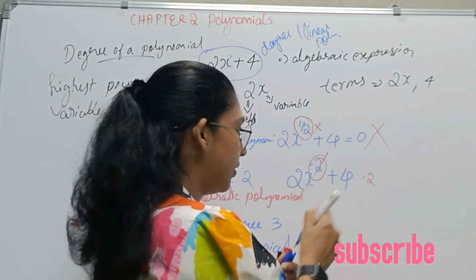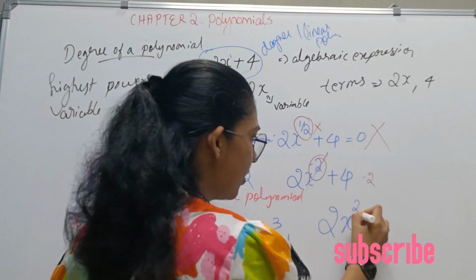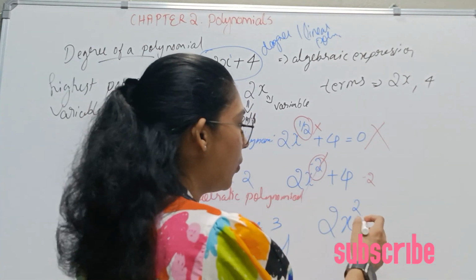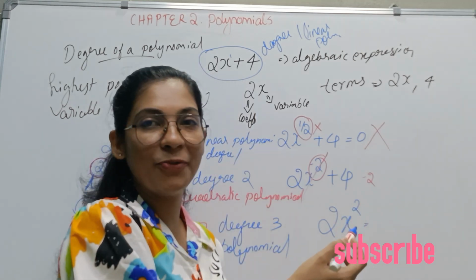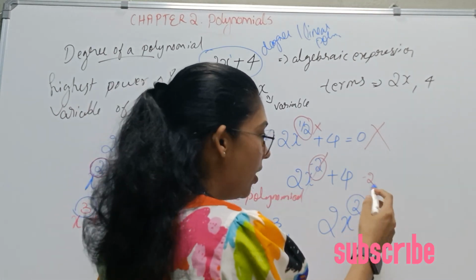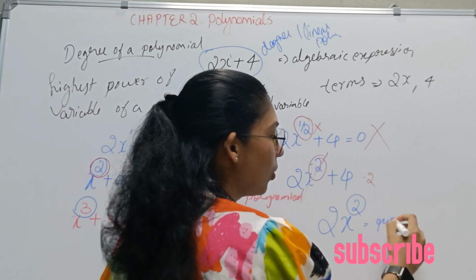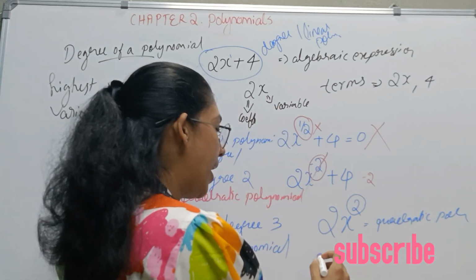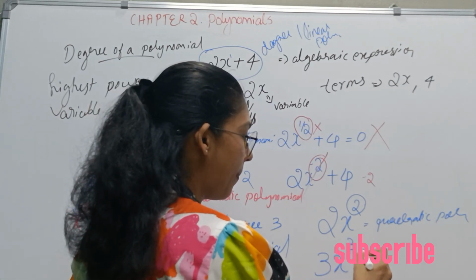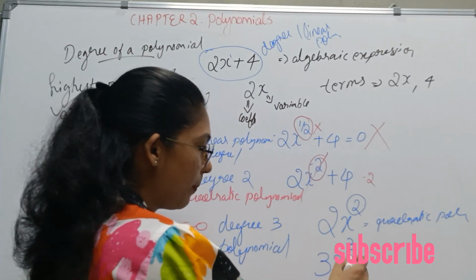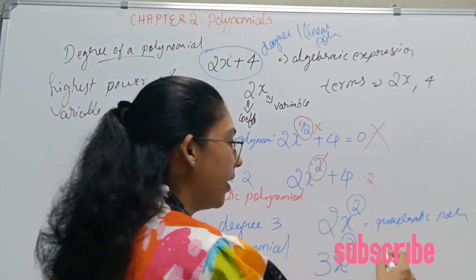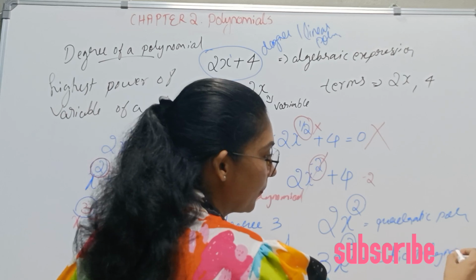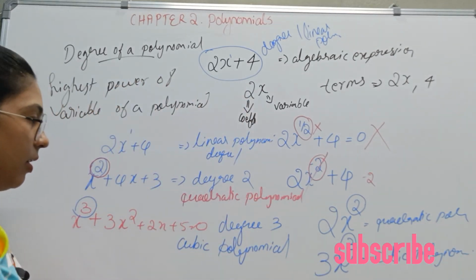Is 2x square a polynomial? If 2x square is there, then the highest power of the variable in this case is 2. So we can say that this is a quadratic polynomial. And another case, 3x to the power 3. Here the highest power of the variable is 3, and we can easily say that this is a cubic polynomial.